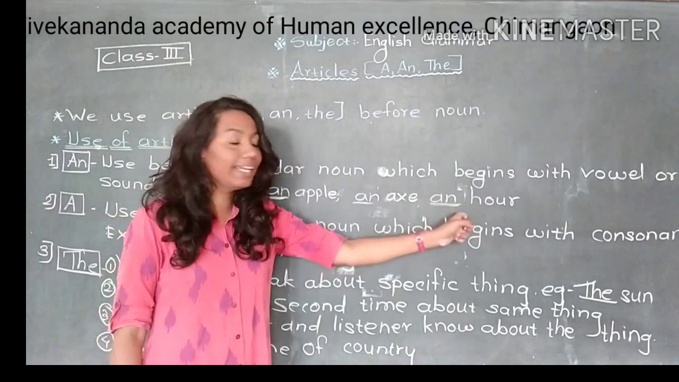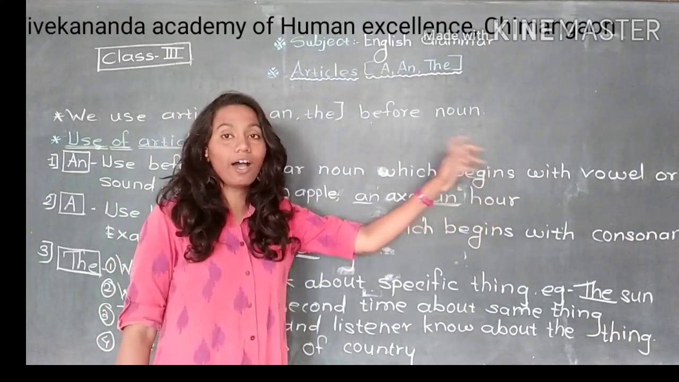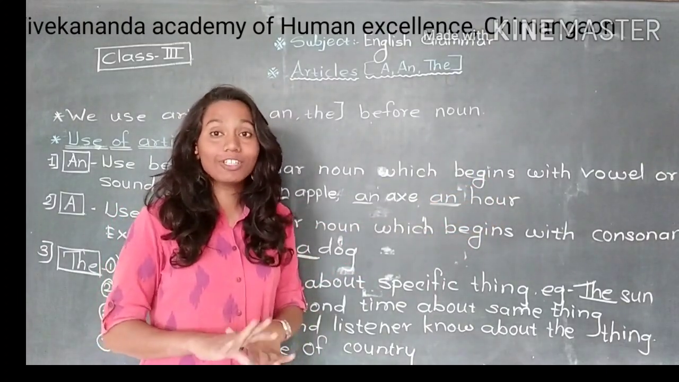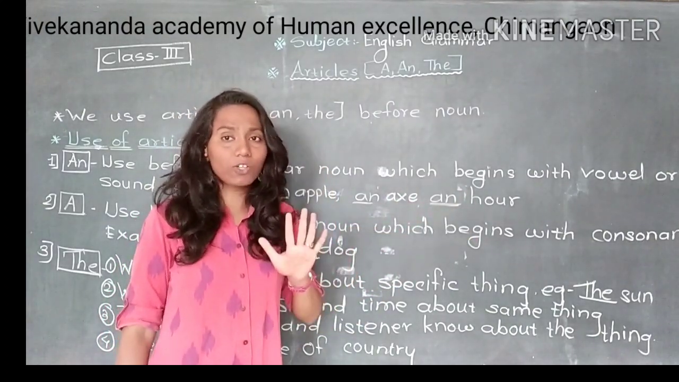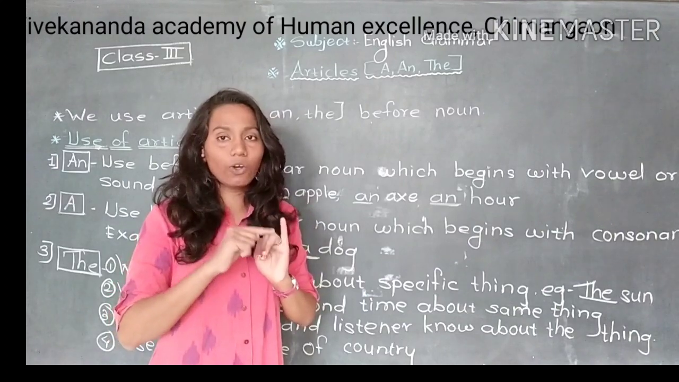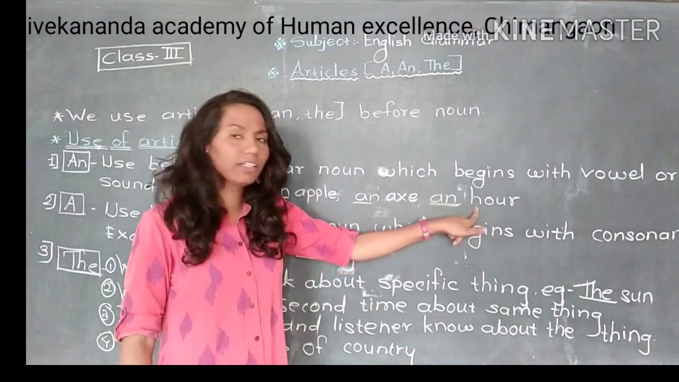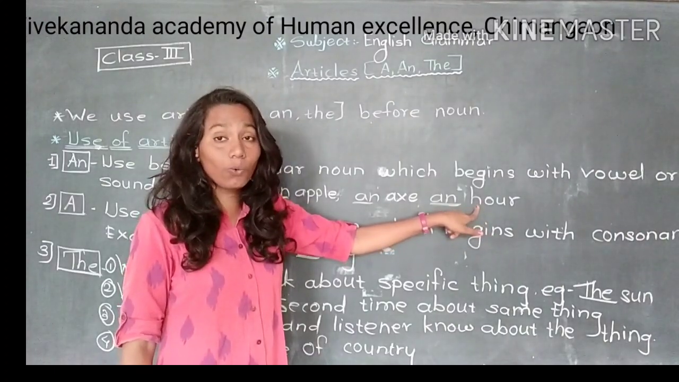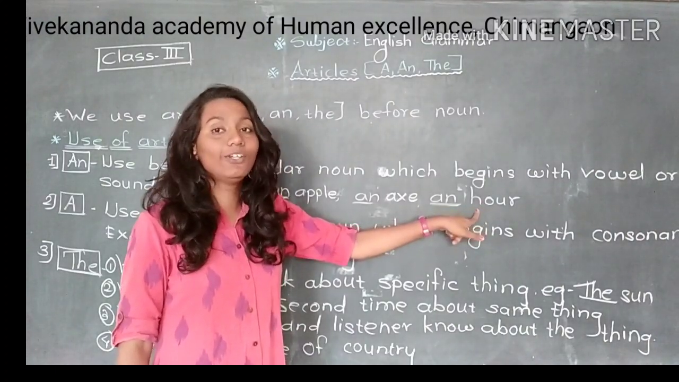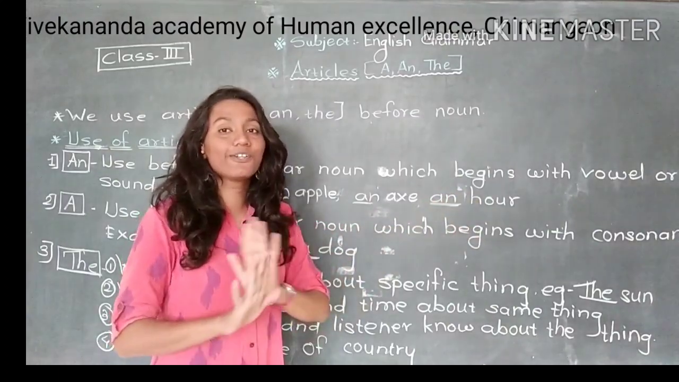The next one, H-O-U-R, hour. This word does not start with a vowel. H is a consonant because only 5 are vowels: A, E, I, O, U. This is A, no. This is I, no. This is O, no. This is U, no. So H is not a vowel.